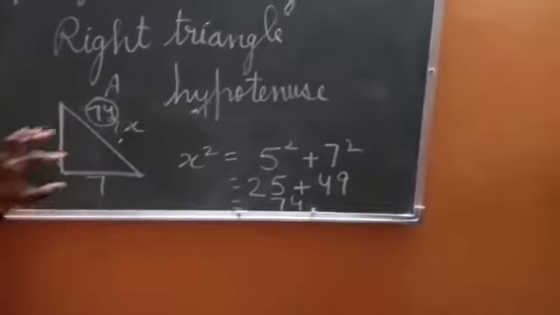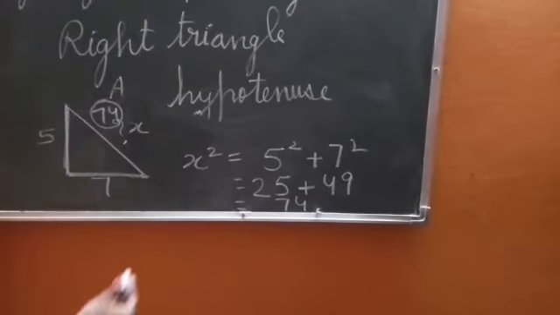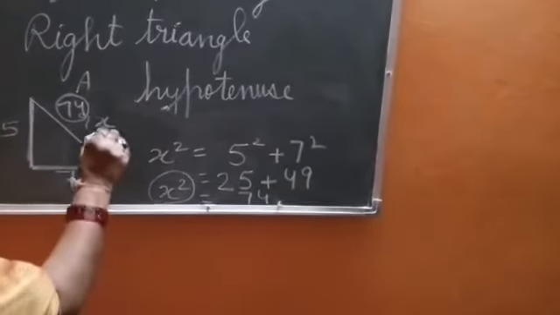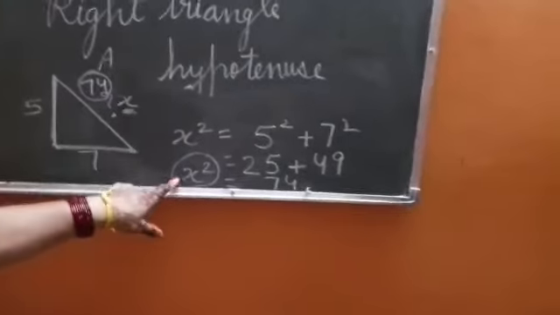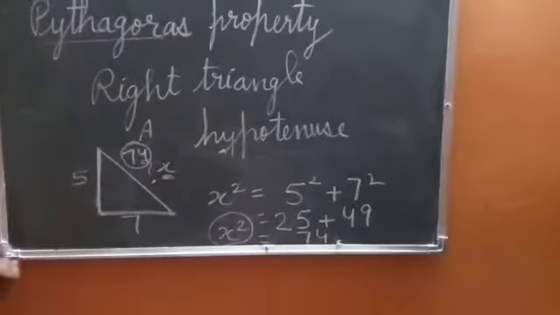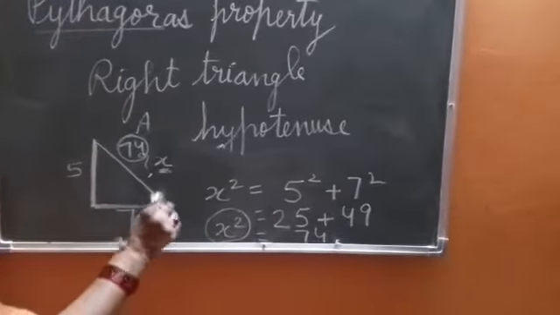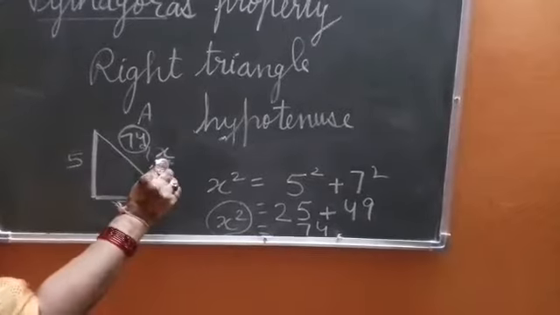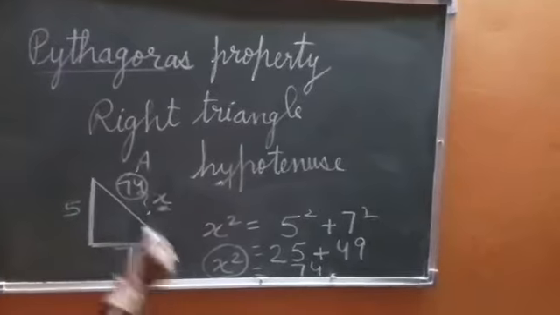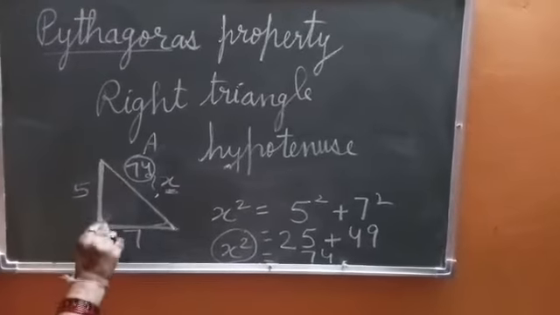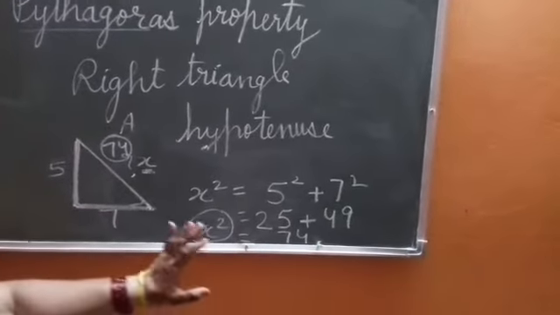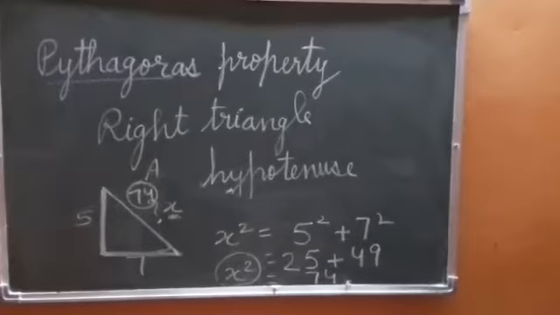Now there is a problem in this, children. We have got x square. To find x, we will have to find the square root of this. That I will explain to you in detail in the next video. For the time being, you just understand the property that the square of this is equal to the square of this plus the square of this. This is the right angle triangle. This is known as the hypotenuse. These two are the legs. Here we have got the value of x square. How to find x with the help of another example, I will explain in the next video.